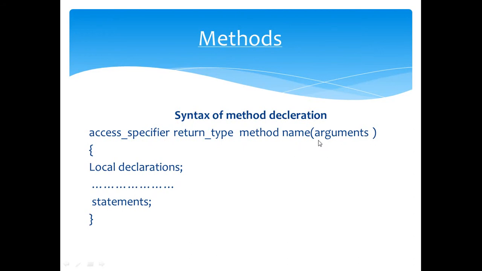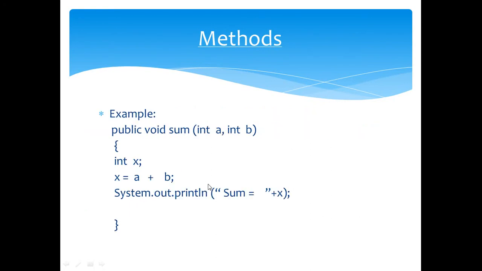And here are the arguments. These are the actual arguments, that means variable declarations that get their values from the method call, which we'll discuss in the coming chapters. And here is the method body. The variables declared within the body of the method are local variables. That means those variables are only accessible inside the body of that method. Here are the statements associated with the method.